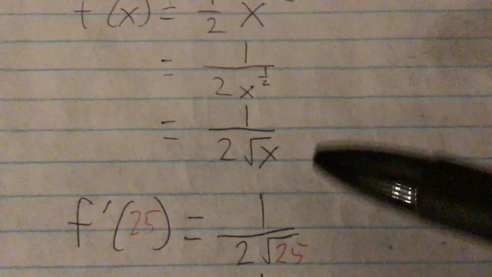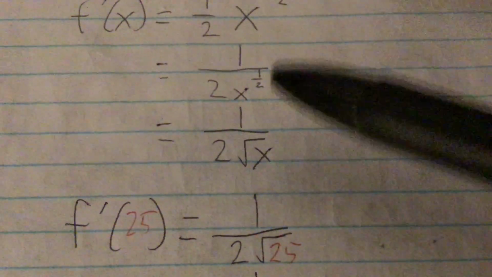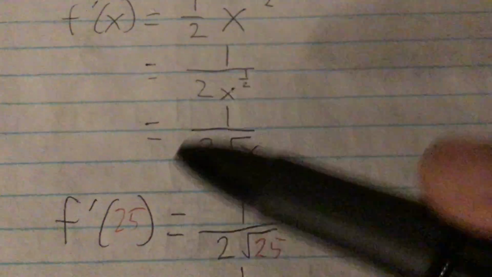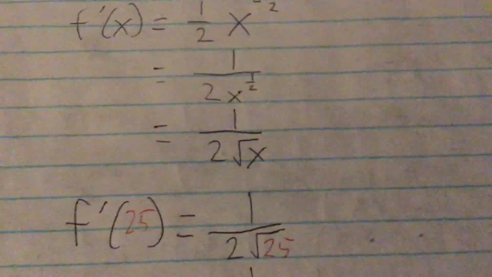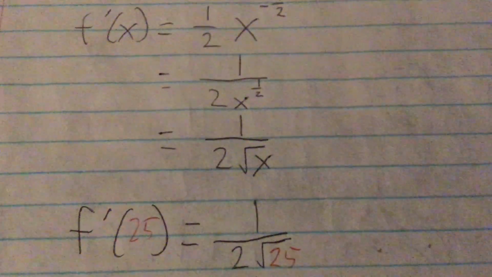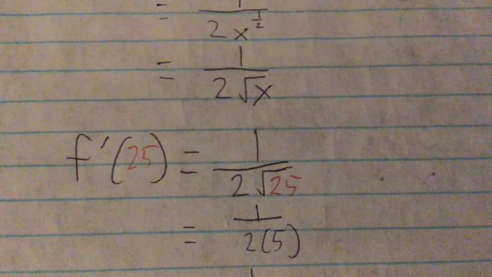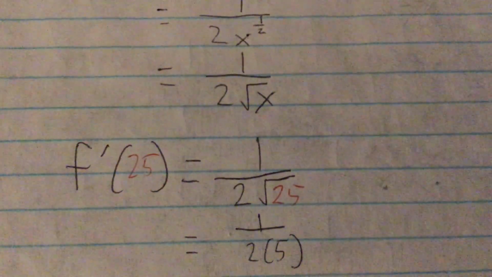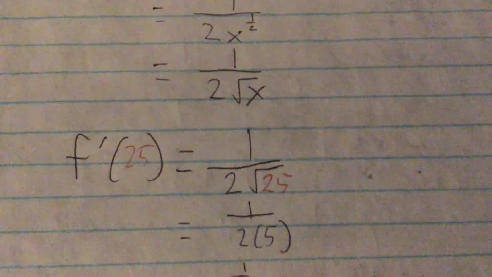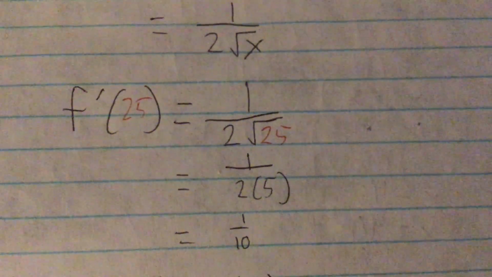If it's 1 over 2 radical x to figure out what the slope is anywhere, then the slope at x equals 25 is 1 over 2 times the square root of 25. Well, the square root of 25 is 5. So now I've got 1 over 2 times 5. And now I've got 1/10.